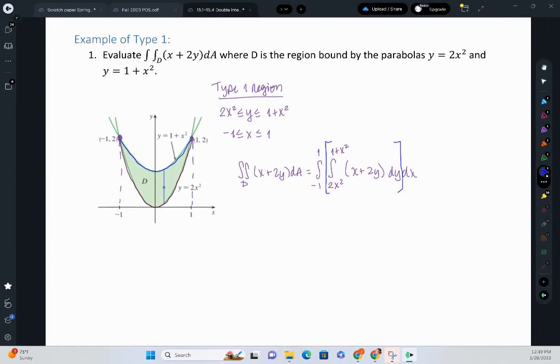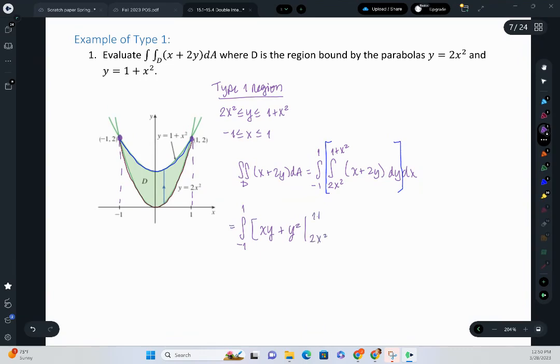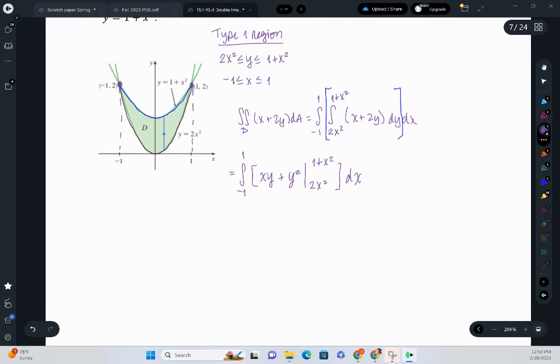So I need to integrate with respect to y. That is going to give me the integral from -1 to 1 of, looks like the antiderivative of x with respect to y is xy, and then the antiderivative of 2y will give me y squared. I'm evaluating this from 2x squared to 1 plus x squared. And then after I evaluate all that, then I'll deal with my dx.